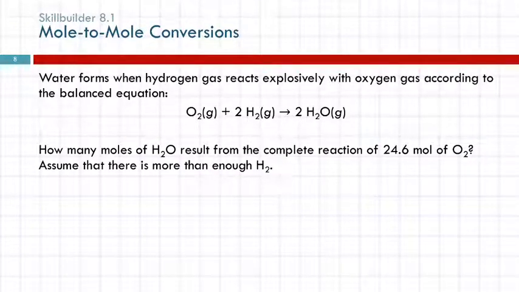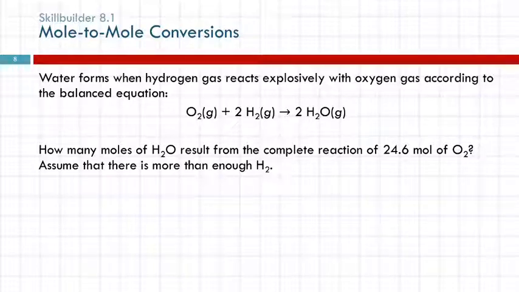Okay, so let's look at an example here. Water forms when hydrogen gas reacts explosively with oxygen gas according to the balanced chemical equation. So here we're given the equation. And it says, how many moles of water result from the complete reaction of 24.6 moles of oxygen? Assume that there's more than enough hydrogen. That's like the fine print.